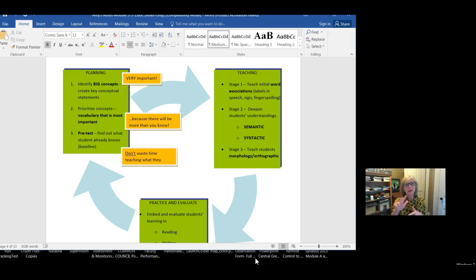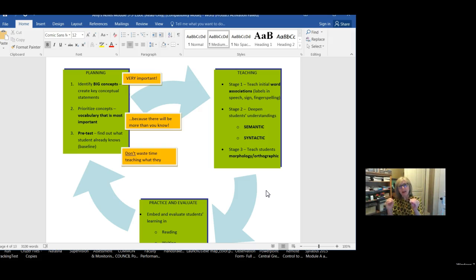And then the third step is you don't really want to teach words that they already know. So you want to be sure that you test or find out some way which words they actually need to be taught. So don't teach words that they already know.